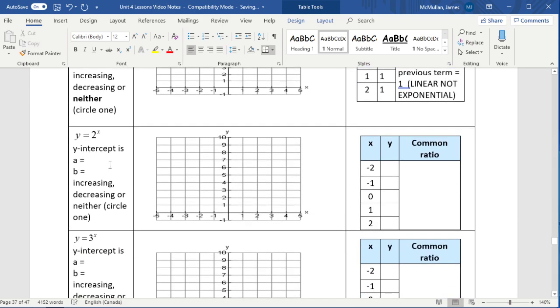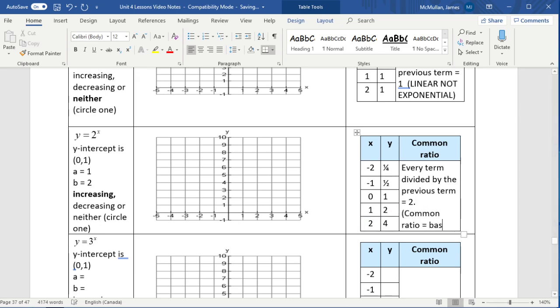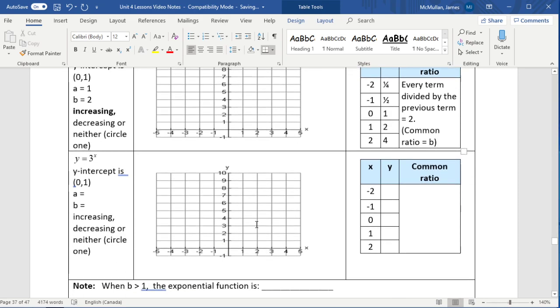The next one is 2 to the power of x. The y-intercept again is (0, 1), which is actually true for every function of the form b to the x. The a value is 1, I don't see an a value. b is 2. This function is increasing, and the y values go 1/4, 1/2, 1, 2, 4. Every term divided by the previous term equals 2. And the common ratio, if you haven't noticed, is equal to the base, the b value. Whatever the b value is, that's the common ratio.